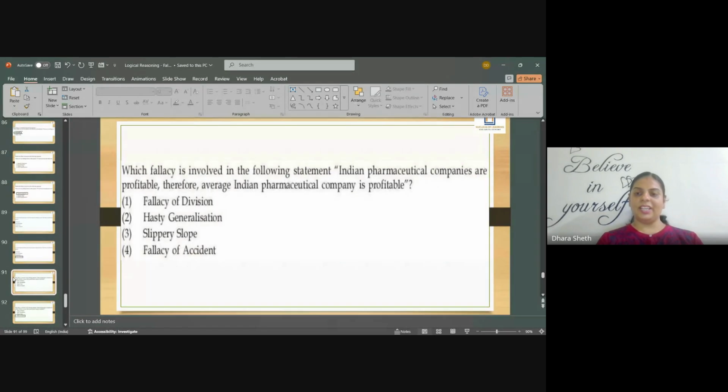Next, Indian pharmaceutical companies are profitable. Therefore, average Indian pharmaceutical company is profitable. Fallacy of division, hasty generalization, slippery slope, fallacy of accident. Think again.